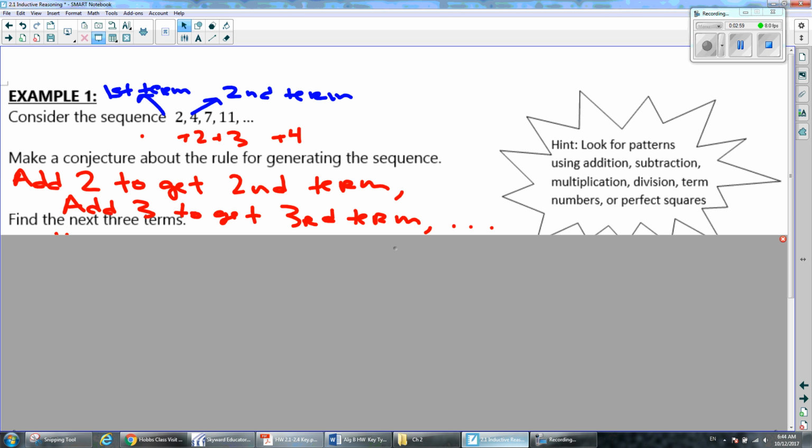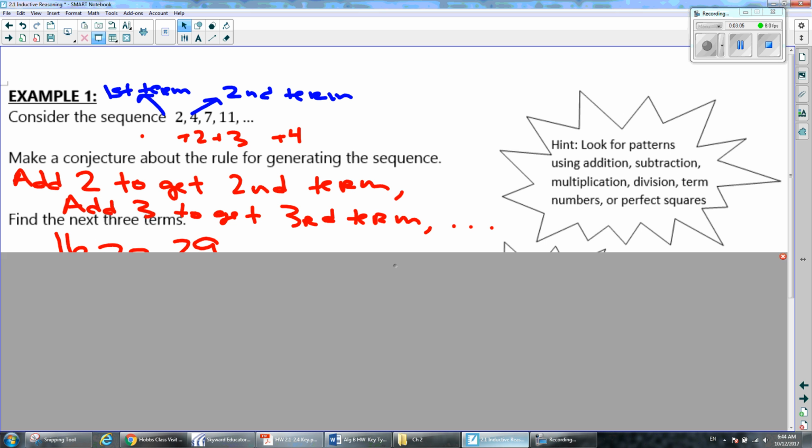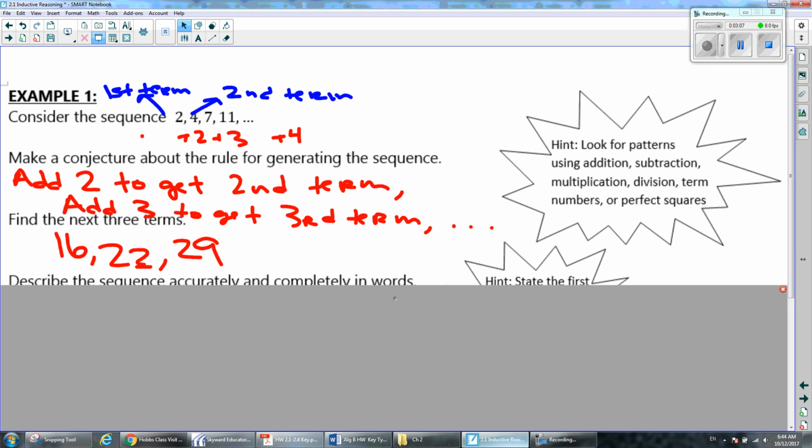So I've added 2 to get the second term. I've added 3 to get the third term. So that means my next 3 terms, if I took 11 and add 5, I get 16. If I take 16 and add 6, I get 22. If I take 22 and add 7, I get 29.